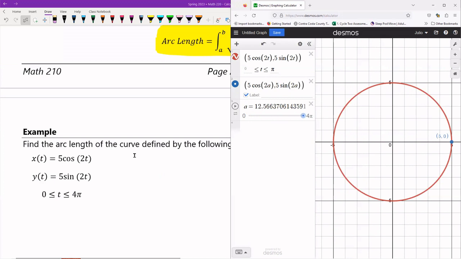So the arc length should be going around a circle 4 times, with the circle being of radius 5, centered at the origin. Got it?